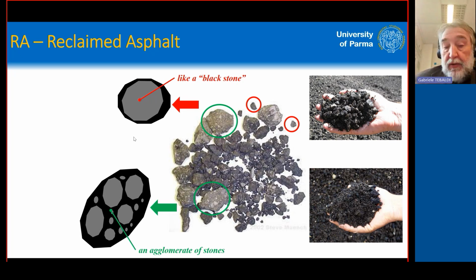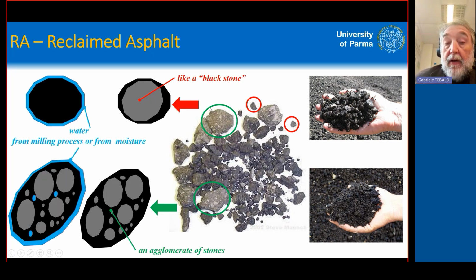In addition, we don't talk about that, but we have to remember that this is one of the most important parts. We have another component, that is the water. The water that arrives from the milling process, or from environmental moisture, or from the weather, the rain, and other conditions that can affect the RAP if the stockpiles are not covered. We will discuss a little bit more about that. So these are the elements that we have in hand when we start to discuss reclaimed asphalt.